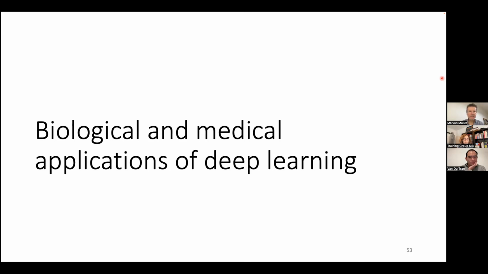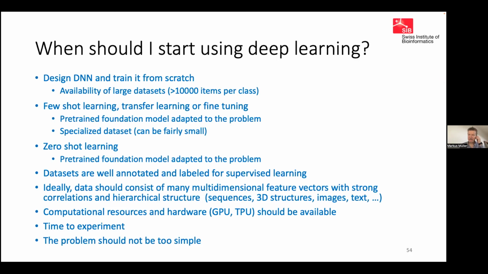Okay, great. So let's go to the last part, where I present a kind of subjective selection of papers that use deep learning for biological or medical problems. And there are several ways you can do that. As was already discussed, you can maybe train your own network from scratch. But for that, you need a certain number of data items in each class. I'm not really capable of giving you a number, but if I had to give one, I would say maybe something like 10,000 per class you should have. But it's maybe not what you want to do.